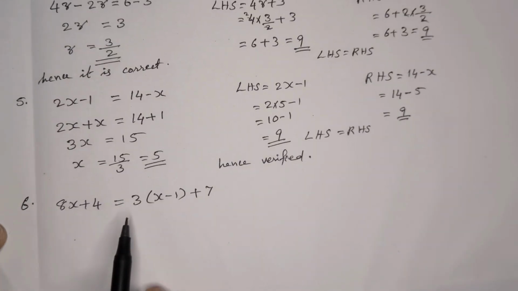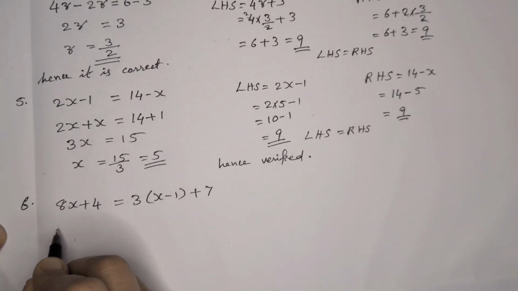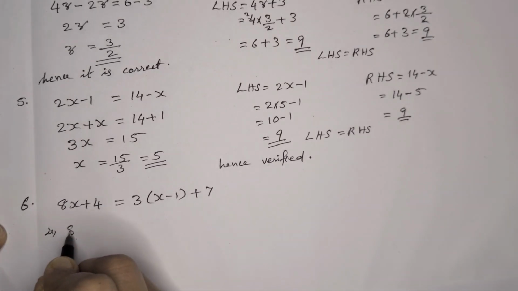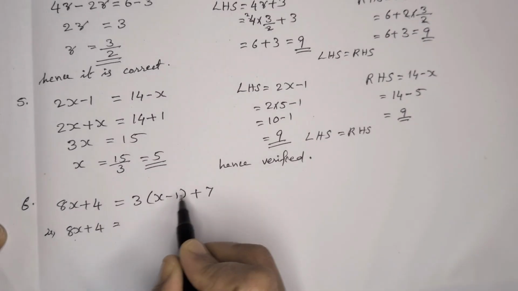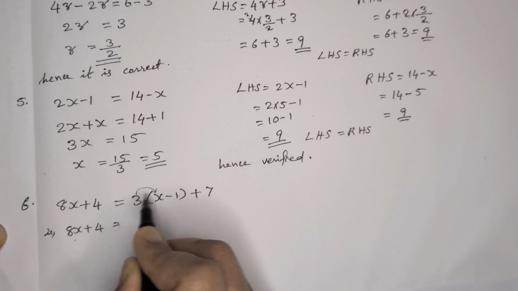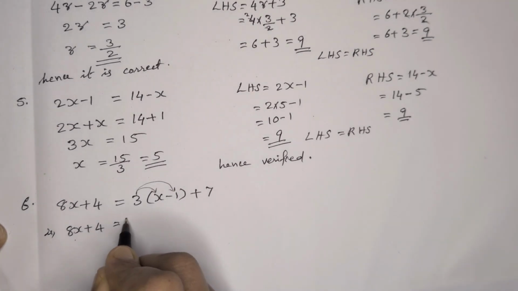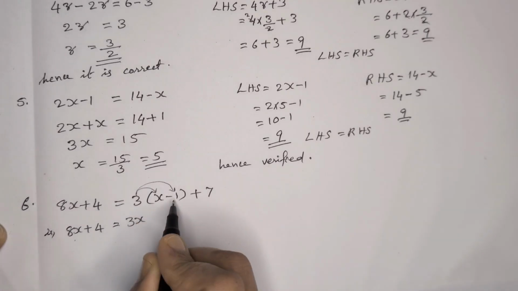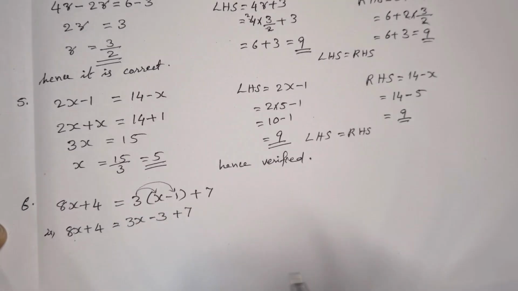8x + 4 = 3(x - 1) + 7. That is, 8x + 4 is equal to, we have to open this bracket, 3 into x. First we have to multiply 3 into x, then 3 into minus 1. 3 into x is 3x, then 3 into minus 1 is minus 3, then plus 7.